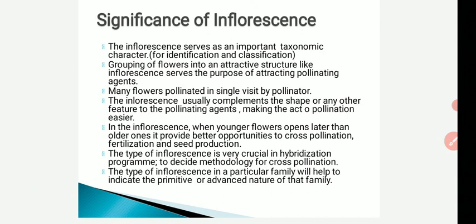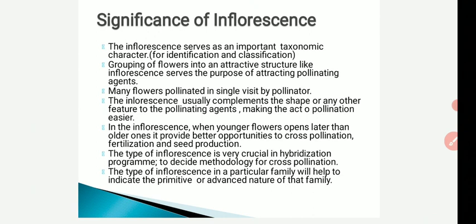The inflorescence usually complements the shape and other features to the pollinating agent, making the act of pollination easier. That means the shape of the corolla, androecium, gynoecium is arranged in such a way that the agents are easily attracted towards them, which is compatible for the process of pollination by pollinating agents like insects.